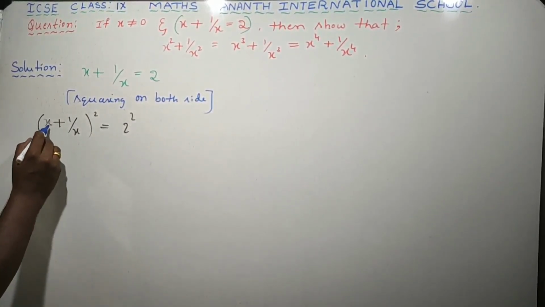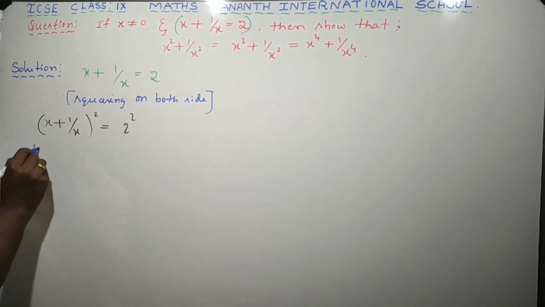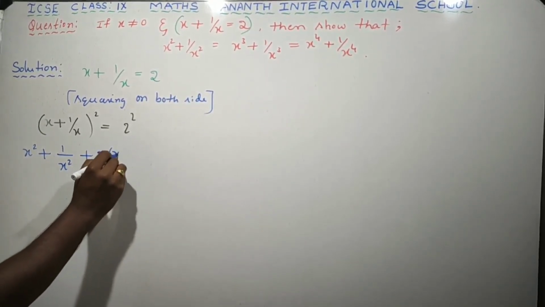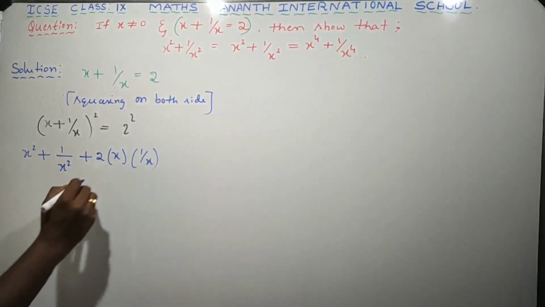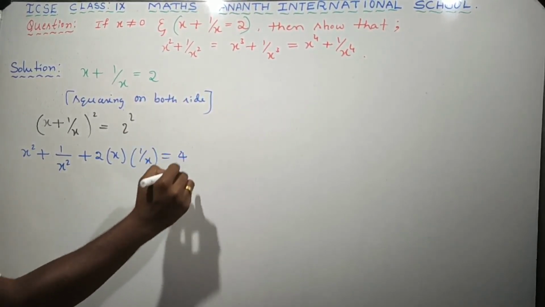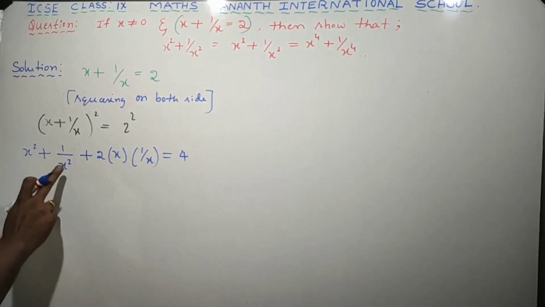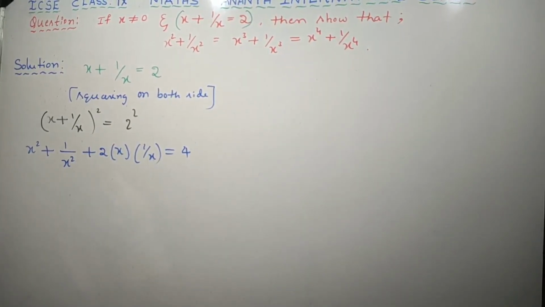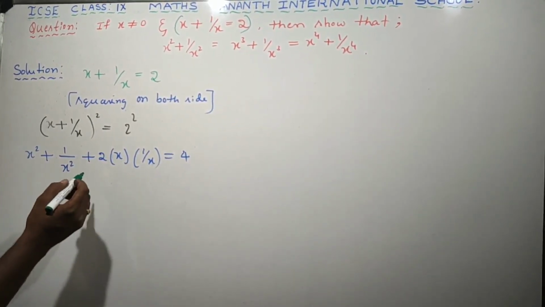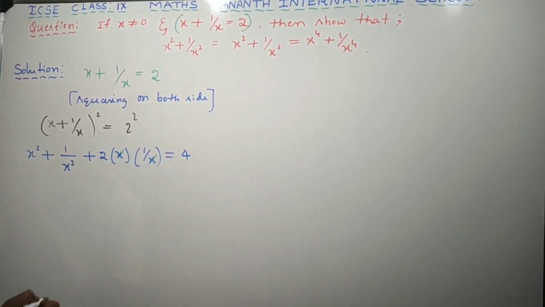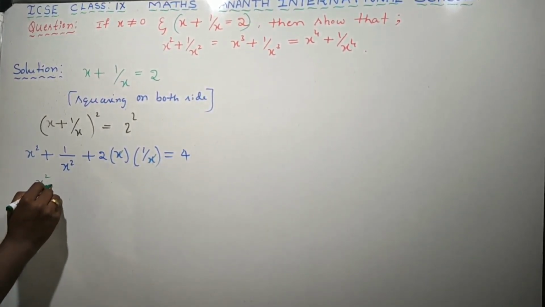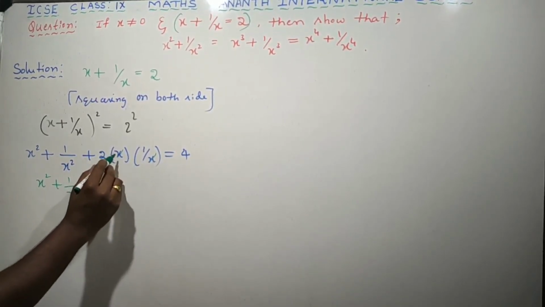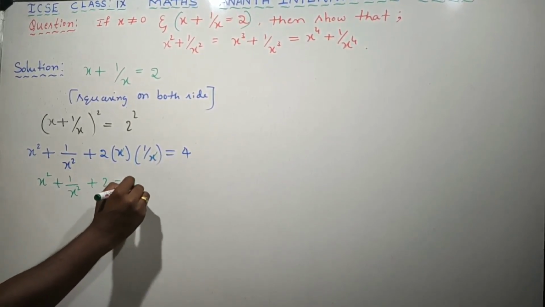You know, a square means x square, plus 1 upon x square, plus 2 into a into b, that is 1 upon x, is equal to 2 square, which means 4 will come, children. Understand? a square plus b square plus 2ab is equal to 2 square, which is 4. What can I do? Here a small cancellation: numerator x, denominator x cancel. Remaining terms: x square plus 1 upon x square plus 2 into 1 into 1, only 2, is equal to 4, children.